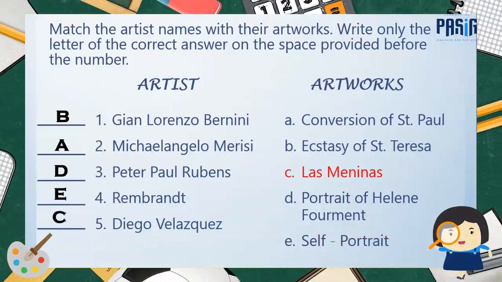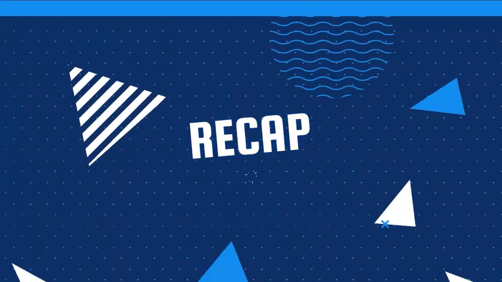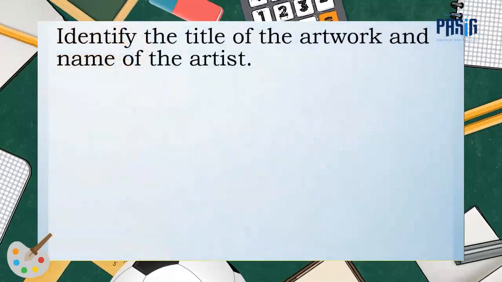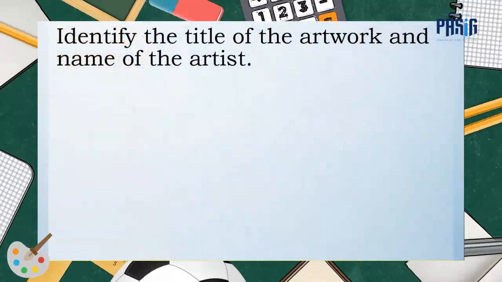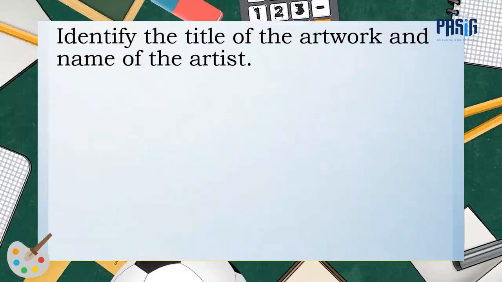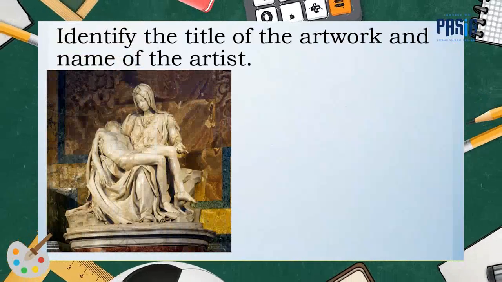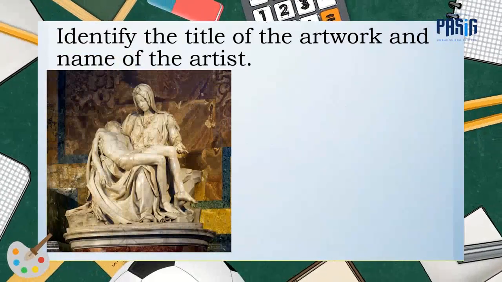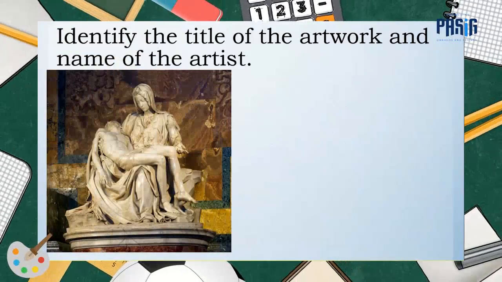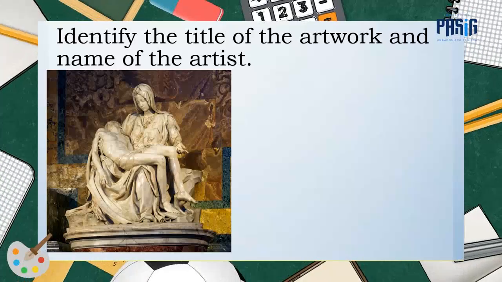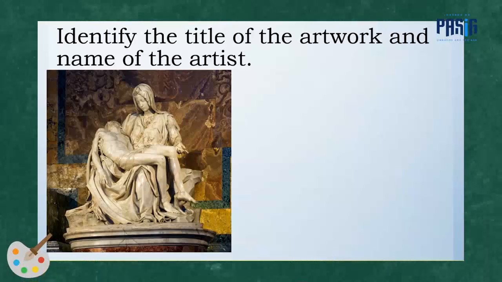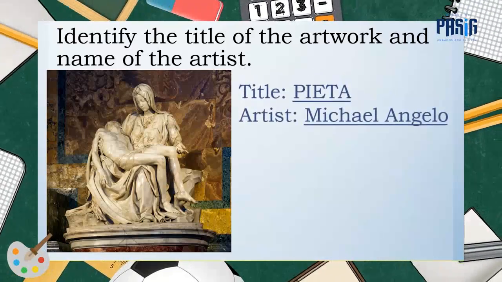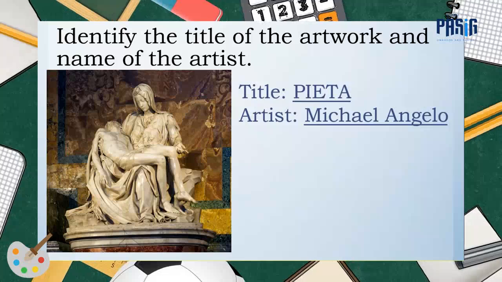Keep it up! Now let's have a review. For this recap, you have to identify the title of the artwork and name of the artist. Are you ready? Let's start. 1. Look at the picture. What is the title of this artwork and who created this artwork? So this artwork is called Pieta and it is made by Michelangelo.